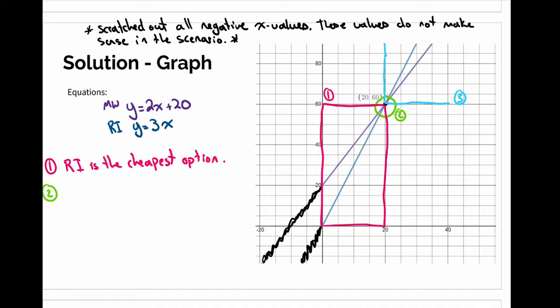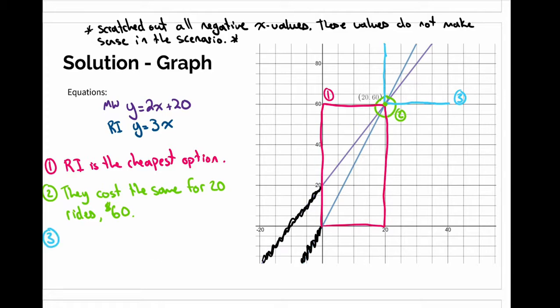In section 2, or this point specifically here, they meet at a certain point, or they cross or intersect at a point. So what that means is that they cost the same for 20 rides, which in this case is $60. So they cost the same at point 2.